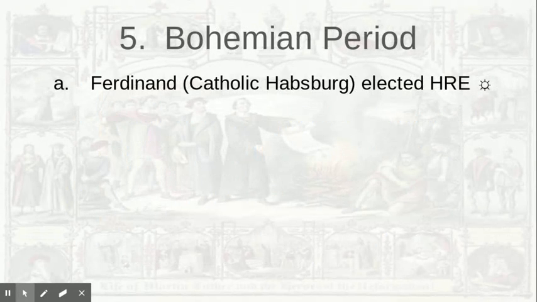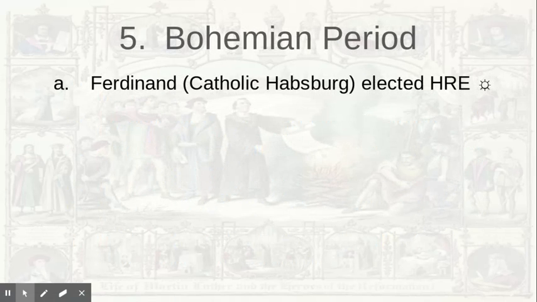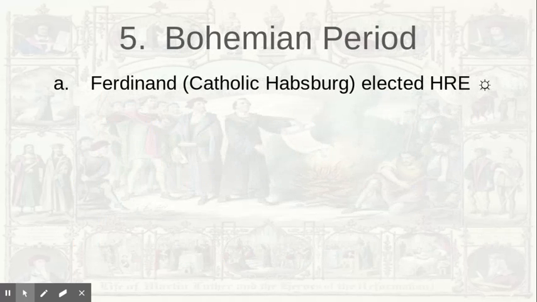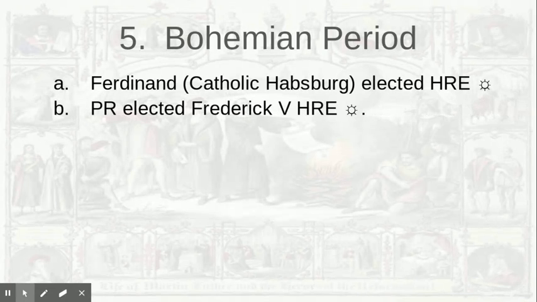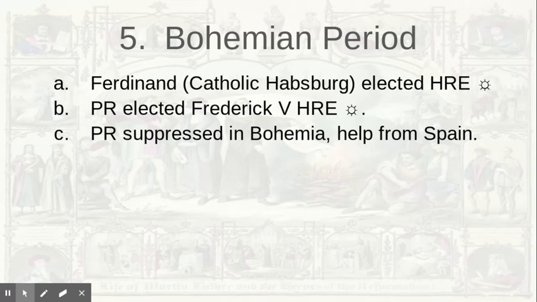So that happens. Rudolph dies and Ferdinand ends up being elected by the Catholic electors to be the Holy Roman Emperor. Protestant electors end up choosing someone else, Frederick V, to be the Holy Roman Emperor. So they're taking sides and choosing two different leaders.